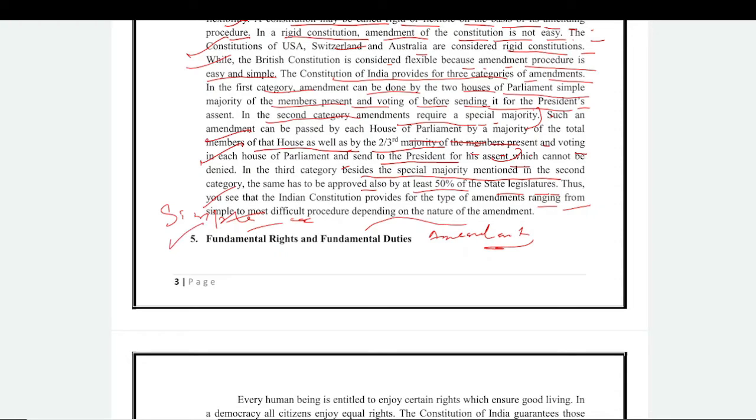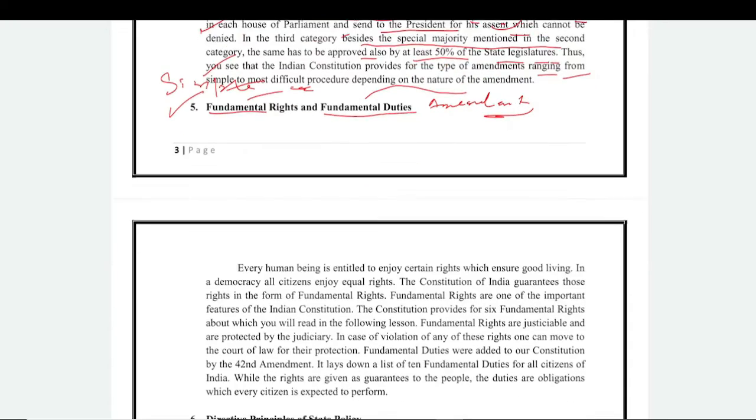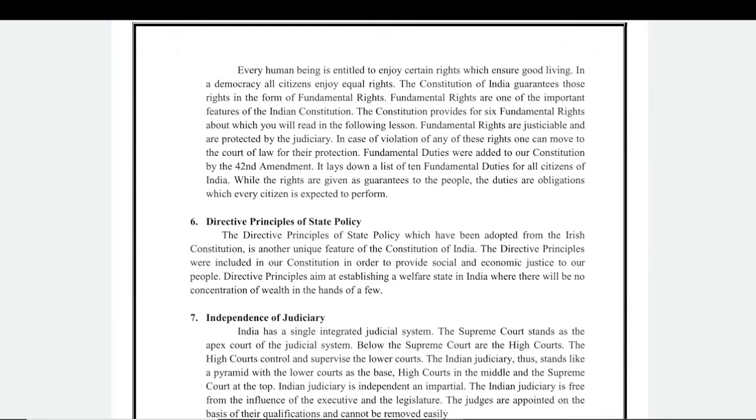The fifth salient feature of the Indian Constitution: fundamental rights and fundamental duties. Every human being is entitled to enjoy certain rights which ensure good living. In a democracy, all citizens enjoy equal rights. The Constitution of India guarantees those rights in the form of fundamental rights. Fundamental rights are one of the important features of the Indian Constitution. The Constitution provides six fundamental rights, about which you will read in the following lesson.